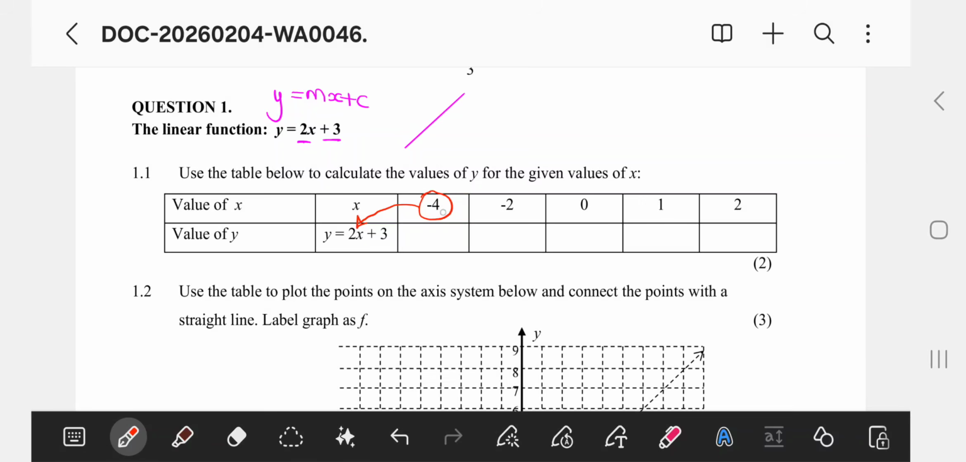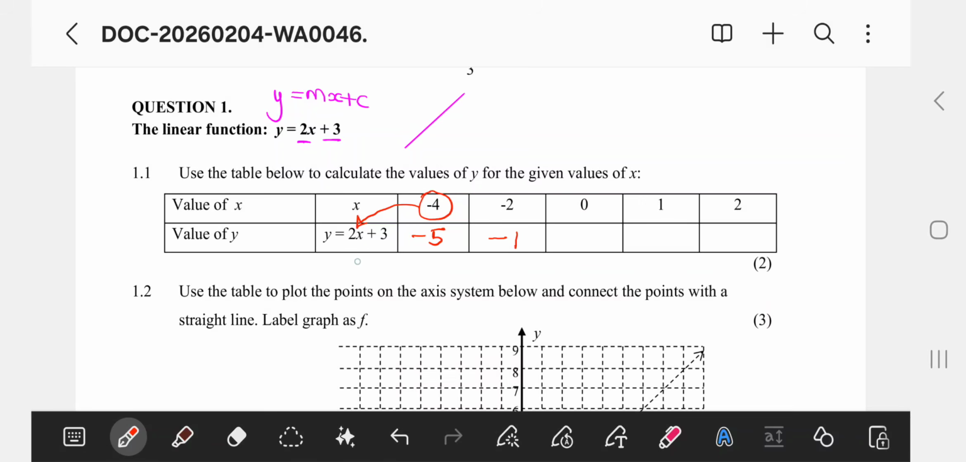So we're first going to substitute negative 4 in here. It's going to be 2 times negative 4, which is negative 8, plus 3. So this should be negative 5. We're then going to substitute negative 2. So we have 2 times negative 2, which is negative 4, plus 3, that is negative 1.